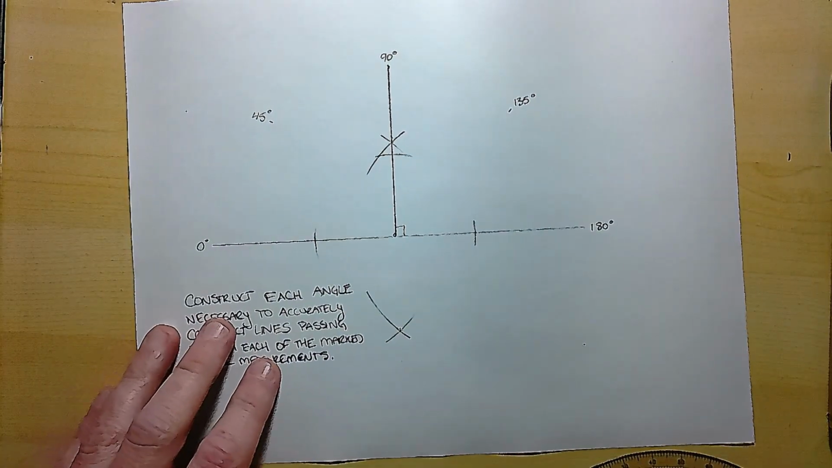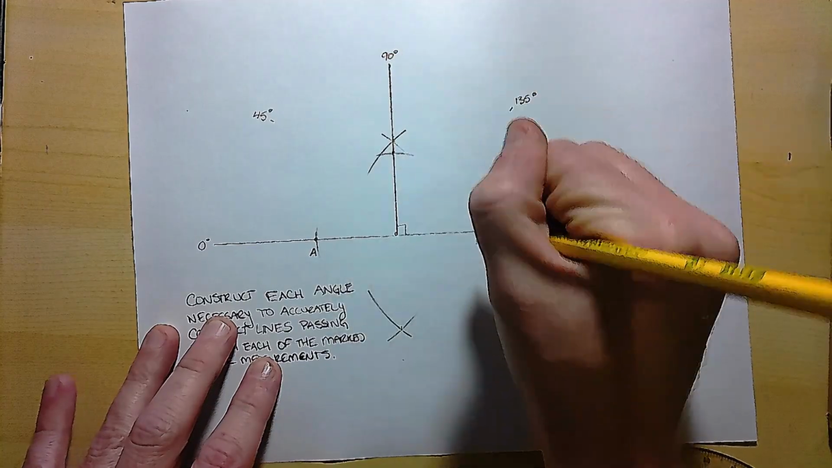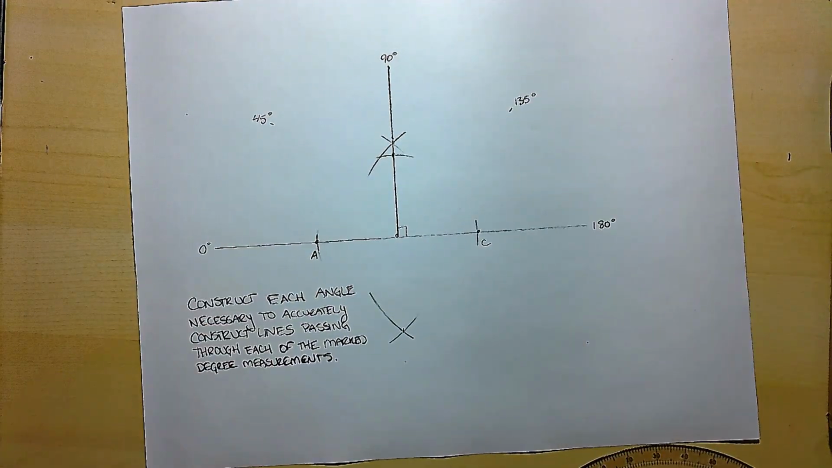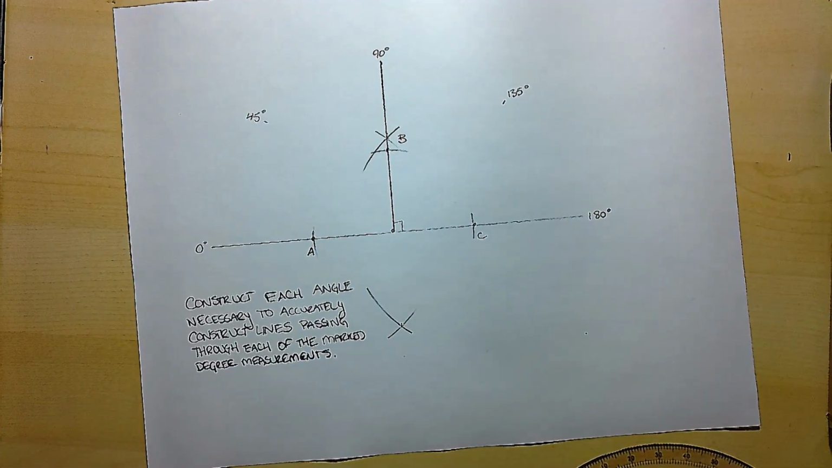And for funsies, I'm going to call this A and B and C, just so I have some kind of reference, because it's nice to at least have something to refer to. Can you even see that? B, there we go. I don't even know what I drew there. All right, so A, B, and C.